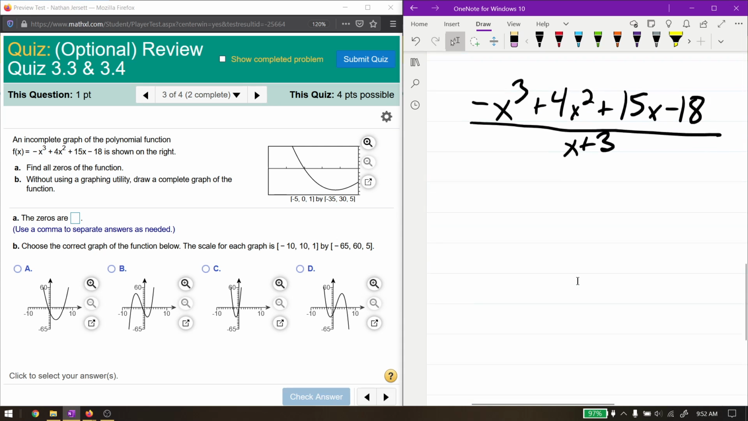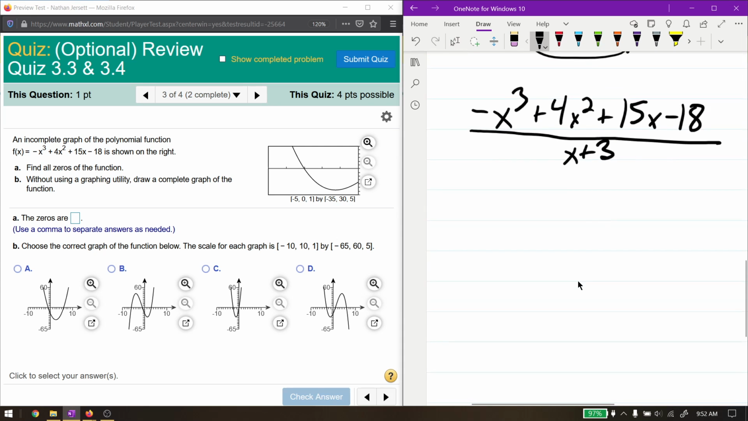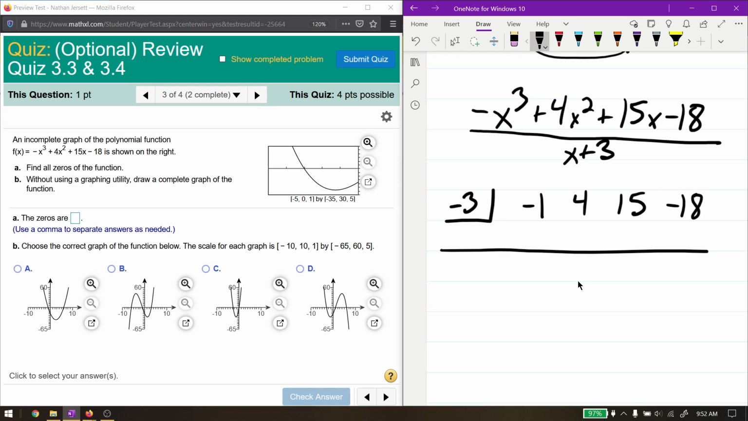Now this is a great candidate once again for synthetic division. The 0 is -3, and the coefficients are -1, 4, 15, and -18. Let's actually do this to divide out this factor. Bring down the first term, then multiply going diagonally up. -1 times -3 is +3. 4 plus 3 is 7. 7 times -3 is -21. Add going down, we get -6.